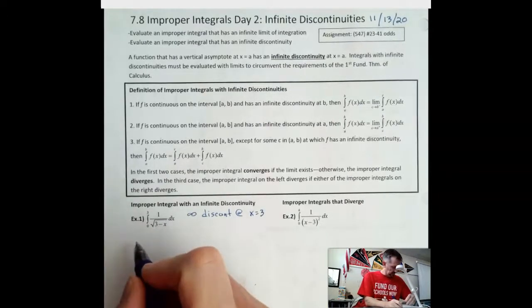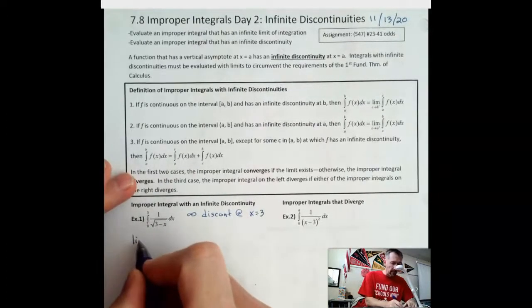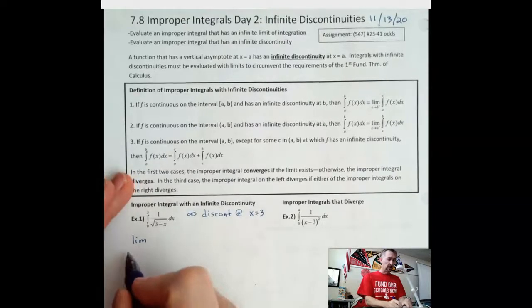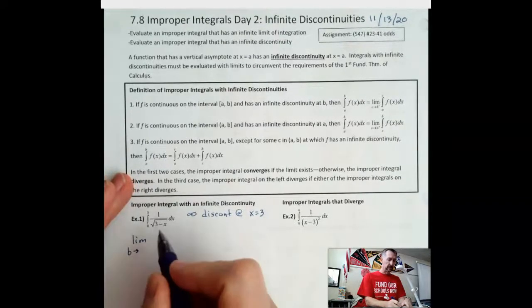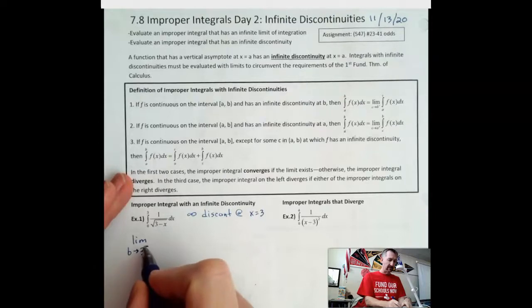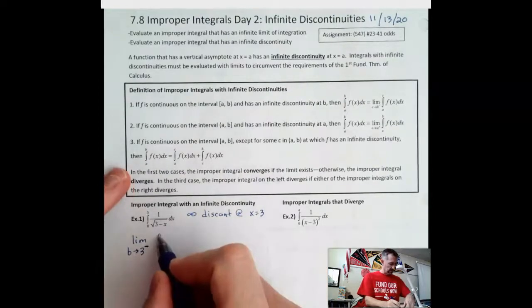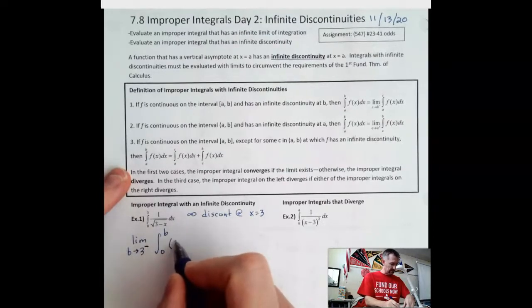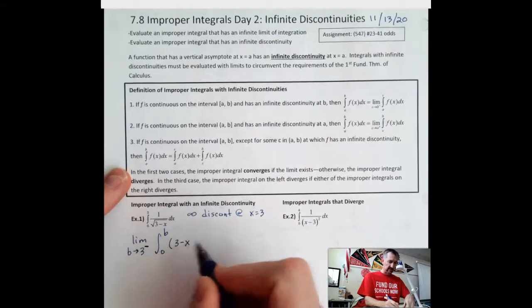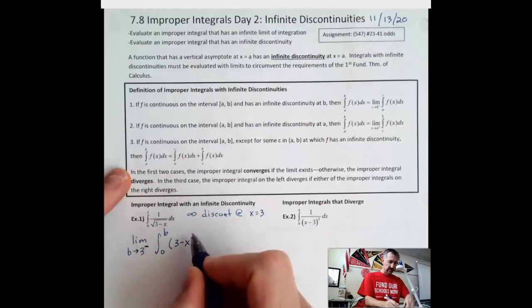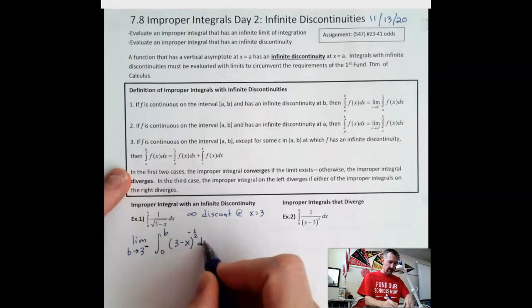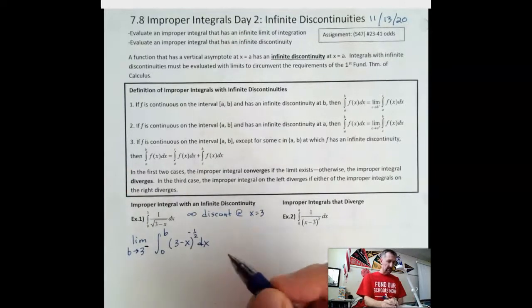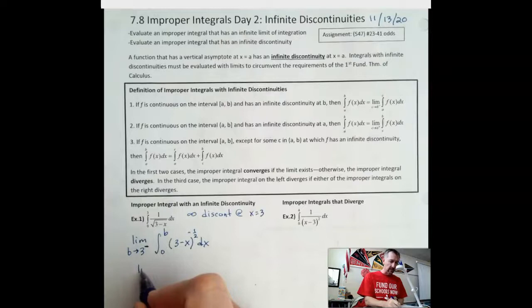So we're going to take the limit as b approaches 3 from the left. And then our integral is going to be from 0 to b, and I'm going to rewrite that. And this one's a little bit trickier because it's minus x instead of x minus 3. So that's going to be negative 1/2 dx. So hopefully we're pretty experienced calculus students by now after a year and a quarter.